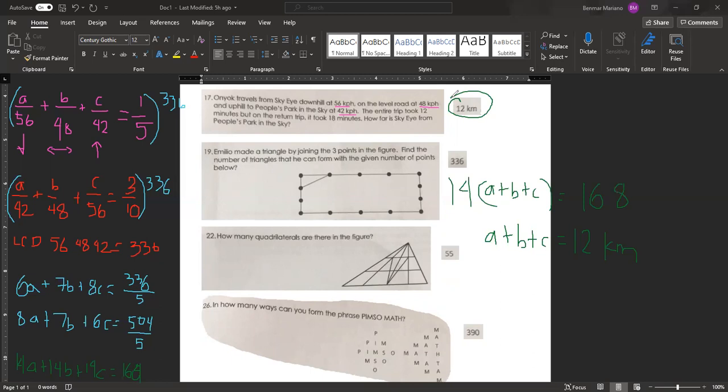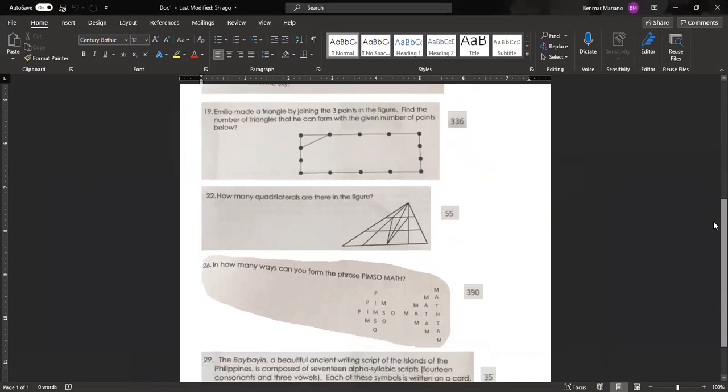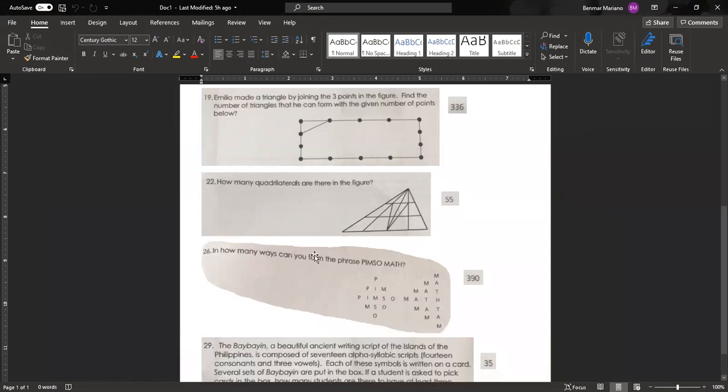Okay, next item. So just going to clear this one. Again, this is recorded, so nothing to worry. Okay, now number 19 and then 26, then we're done. Then we're going to move on to the mock test that I sent to you.